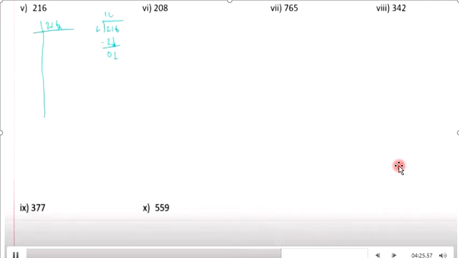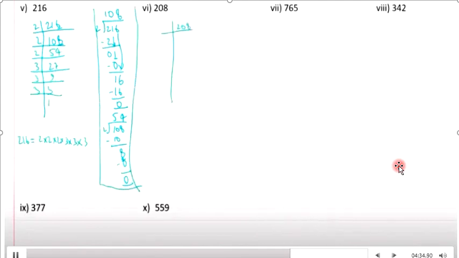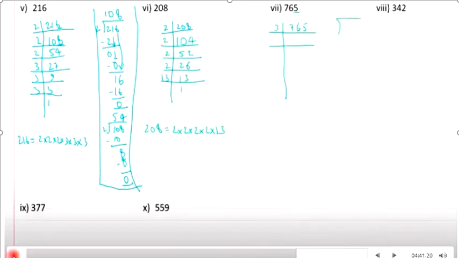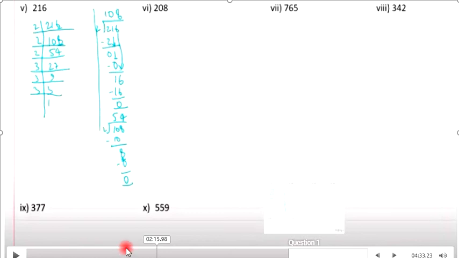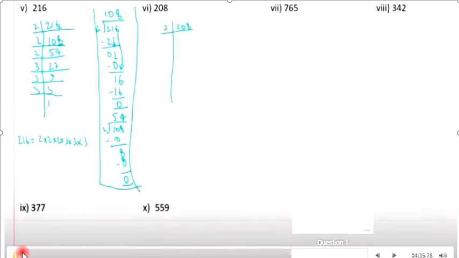Let's move to the next sum, number 5, where we have 216. 2 into 108 gives me 216. So again I'll divide by 2. 2 fifty-fours are 108. 2 twenty-sevens are 54. 3 nines are 27. 3 threes are 9 and 3 ones are 3. So the factors of 216, I can write as 2 into 2 into 2 into 3 into 3 into 3.